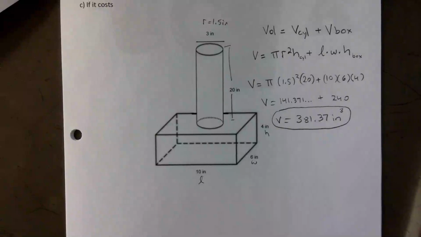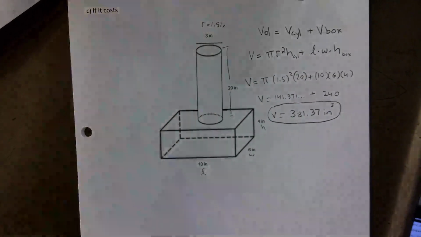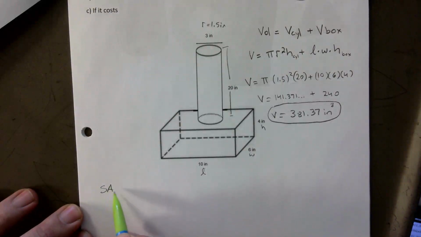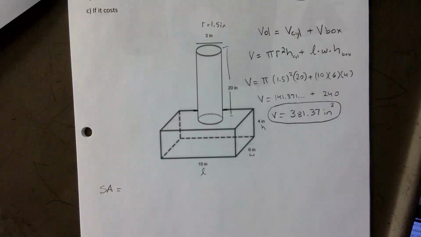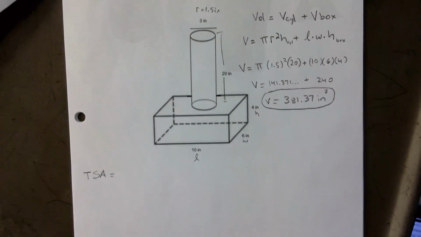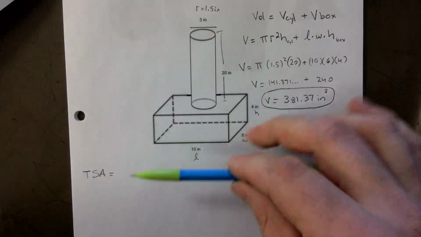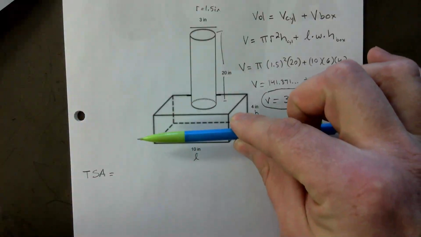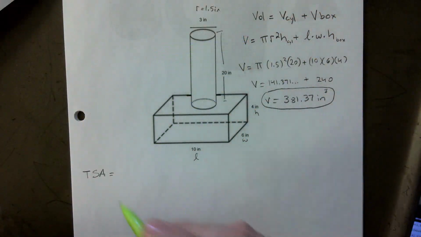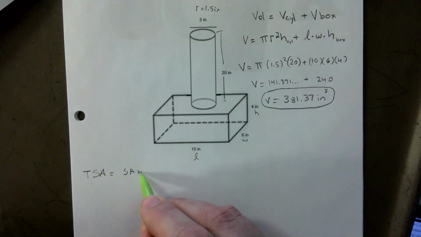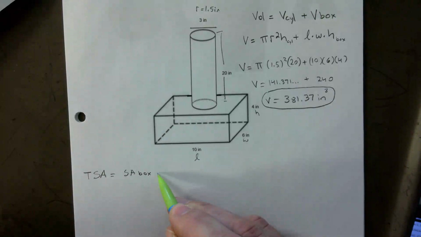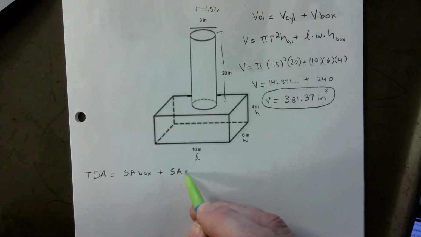But now surface area. Here we go. Surface area. I will go TSA for total surface area. You do whatever you need to do. What should we start with? The answer is it doesn't matter, but in my example I'm going to start from the bottom and just go up and see what faces are there. So I'm going to go surface area of the box plus surface area of the cylinder.